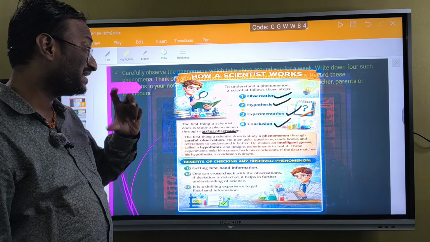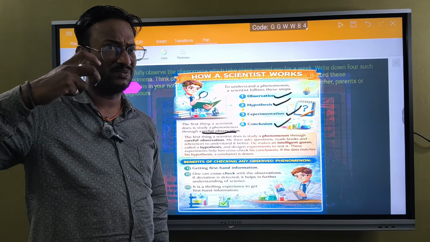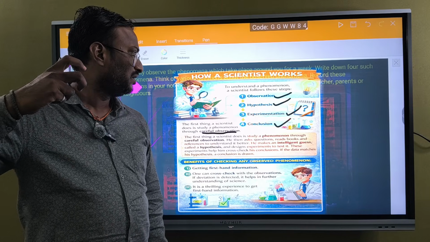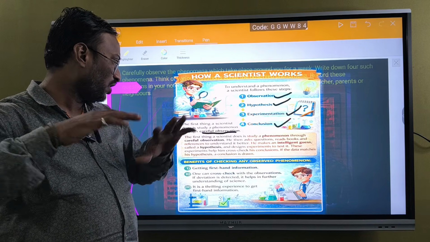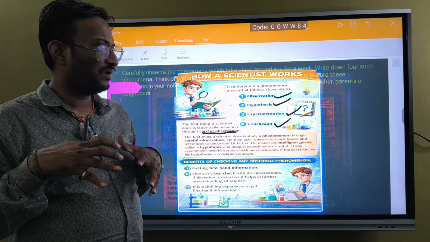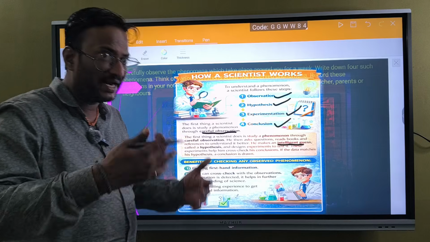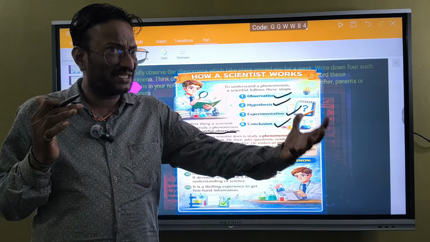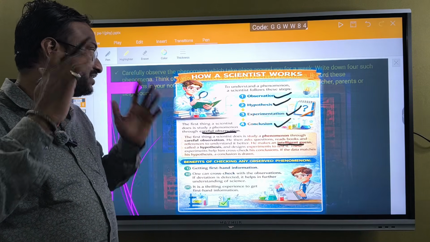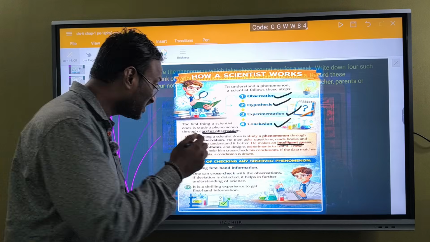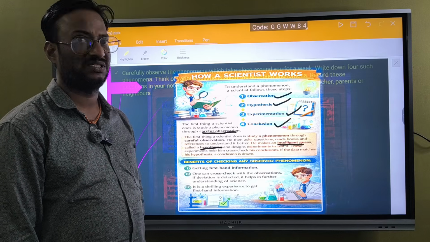He makes an intelligent guess of that concept. Okay, he has observed something. After that observation, he reads some books. He will try to ask some questions. After all that understanding, he makes an intelligent guess. First you have to observe, then you have to understand the concept. After understanding, he will make the intelligent guess. That intelligent guess we call hypothesis. What is it called? Hypothesis.